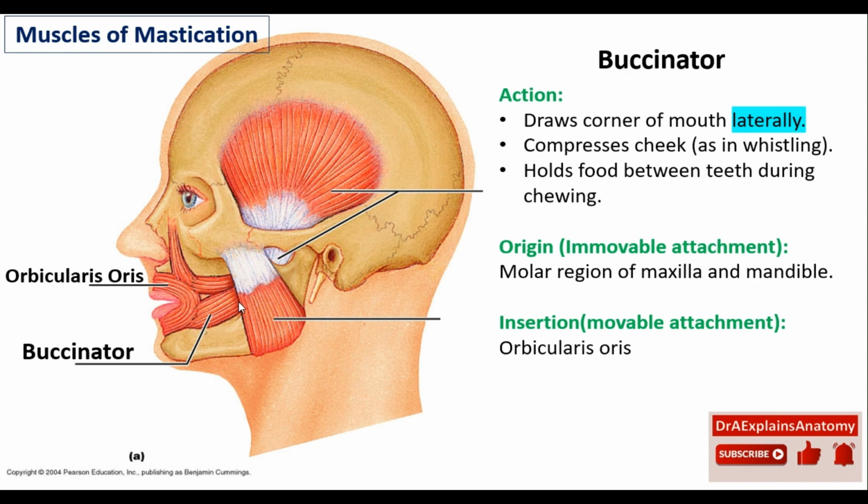The origin, it originates from the molar region of the maxilla and the mandible. So both bones right here, the mandible and the maxilla, the molar region. It is inserted in the orbicularis oris muscle right here.